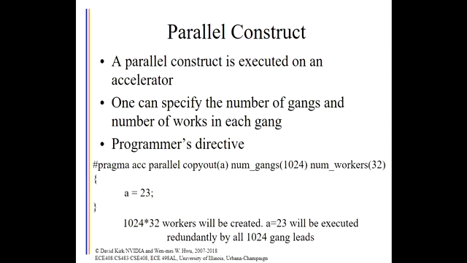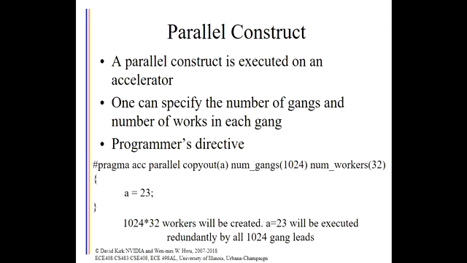When we start to decouple the parallel region from loop regions, we can have parallel loop regions and parallel non-loop regions, and sequential loop and sequential non-loop. The parallel construct will be executed on an accelerator, and you can specify the number of GANs and the number of workers in each GAN. This is directed by the programmer.